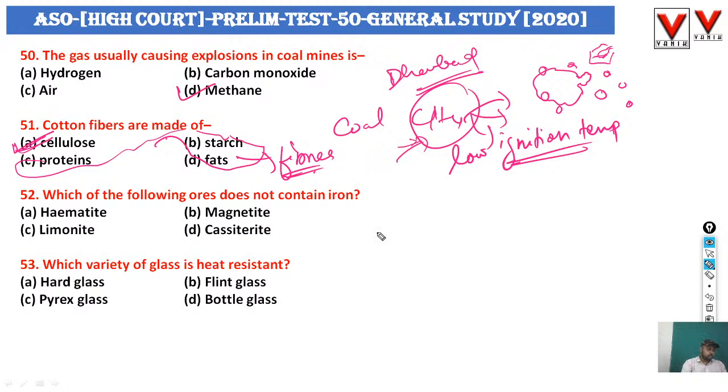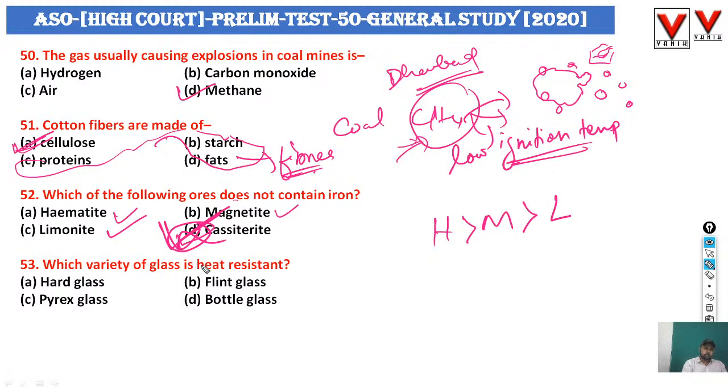Moving to the next question, number 52. Which of the following ores do not contain iron? We have hematite iron ore, magnetite iron ore, limonite iron ore. Out of this, the best quality of iron ore is hematite, followed by magnetite, then limonite. But cassiterite does not contain iron. They are very factual in nature, so the answer to this question is option D.